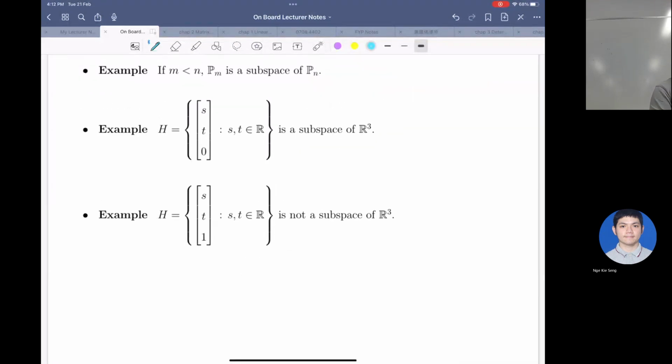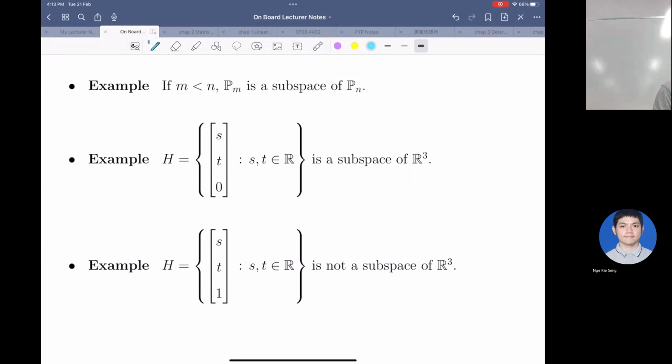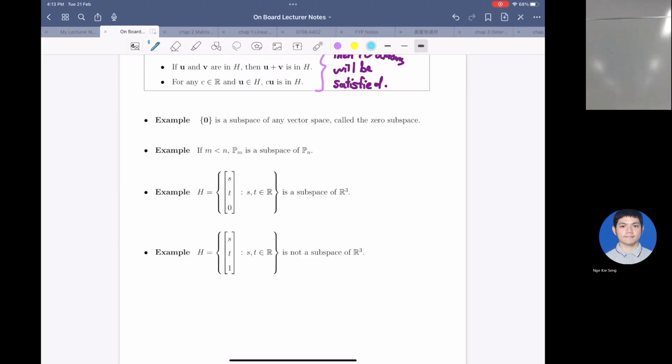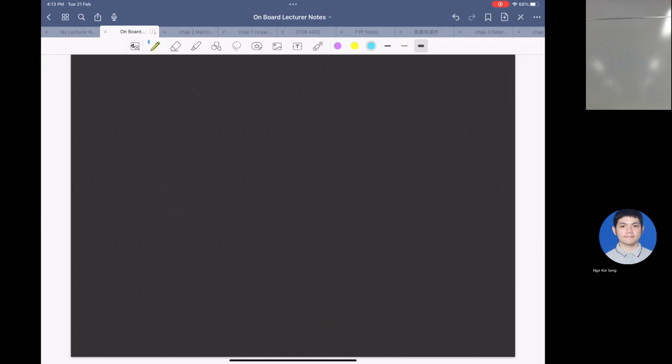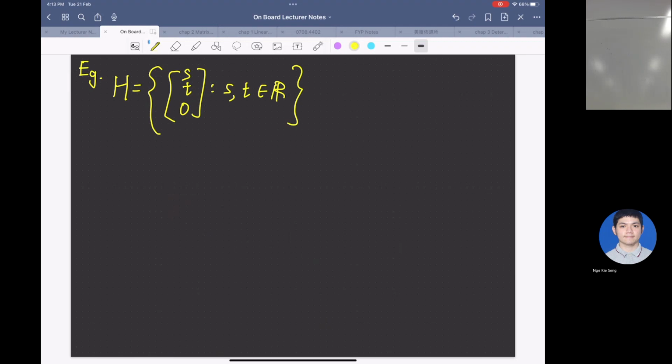Okay, next example is this. So if I give you a span of vectors, this is a vector form. Let me copy this. So this one is quite important. Let's look at this here. So let's say I have a vector. So H is a subset of what?